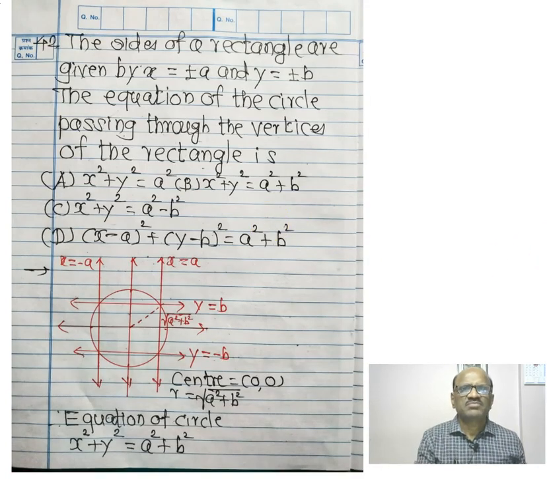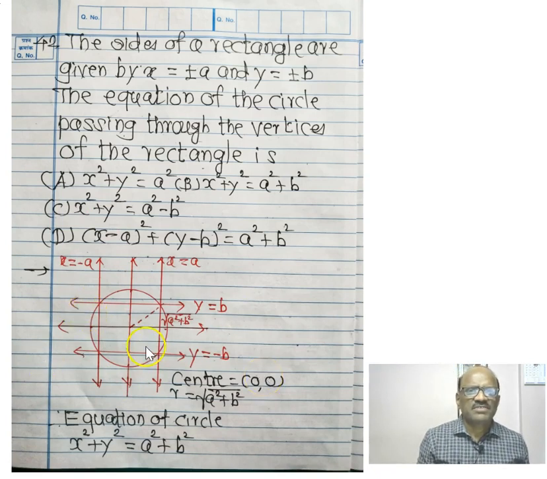Now next question. The sides of the rectangle are given by x is equal to plus or minus a, y is equal to plus or minus b. The equation of the circle passing through the vertices of the rectangle is, then what will that equation? Now these are the lines: x is equal to plus or minus a, and y is equal to plus or minus b.